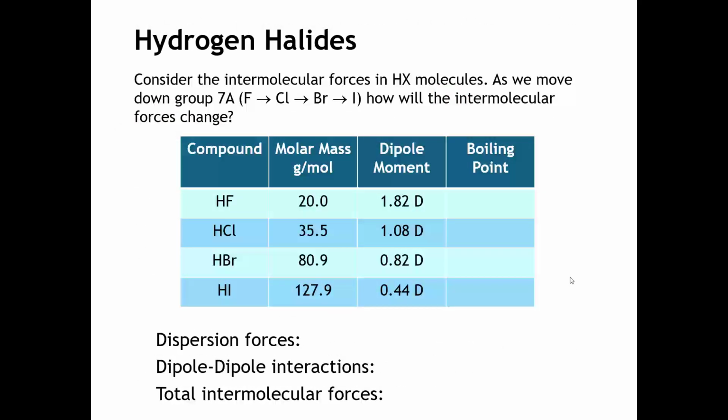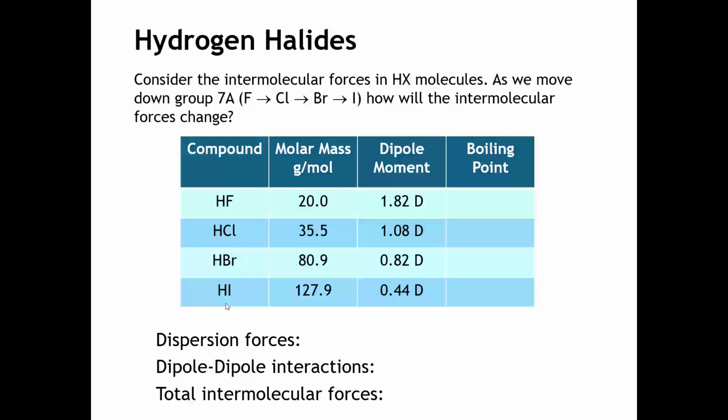Okay, let's now turn our attention to the hydrogen halides. These are diatomic molecules between hydrogen and one of the halogens. What I show here are the molar masses and the dipole moments of these four molecules. We discussed the dipole moments actually back in chapter 8 of these same molecules.